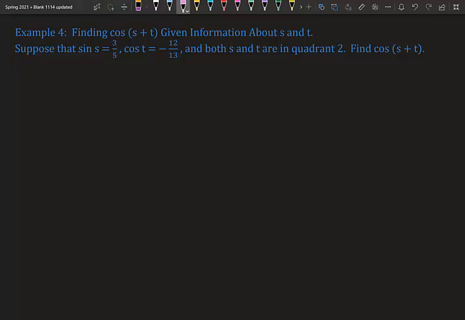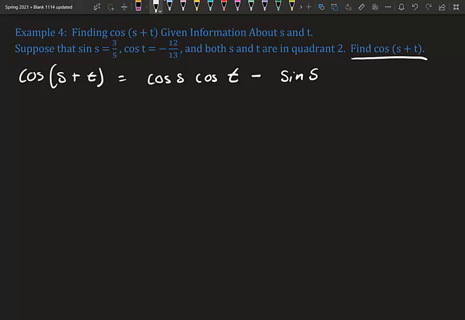So let's break out what it wants us to find first. It wants us to find cosine s plus t. So cosine s plus t, that's just a plus b. So we have cosine s plus t equals cosine s cosine t, and then since it's adding, it'll be minus sine s and sine t. So we need to find those values of cosine s, cosine t, sine s, and sine t. We actually have some already. Some were given. We have sine s, so we don't need to find that. And we have cosine t, so we don't need to find that. But we need to find cosine s and sine t.